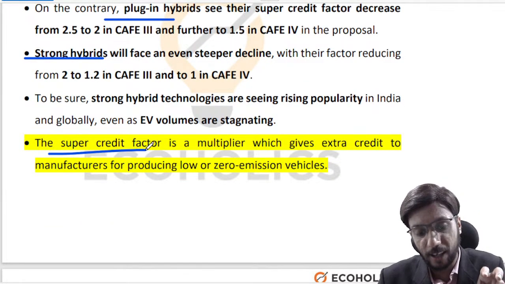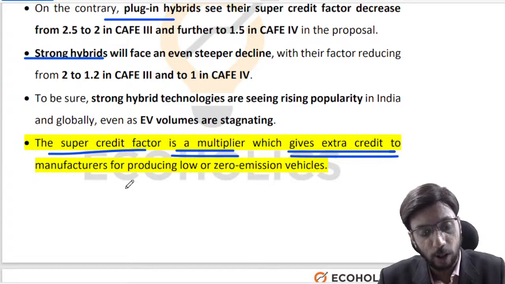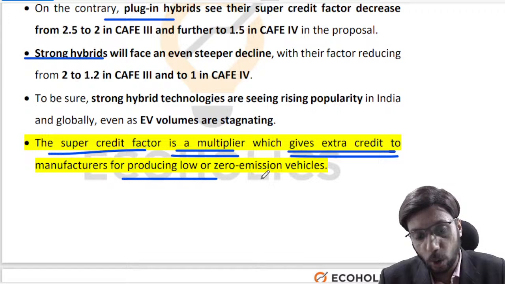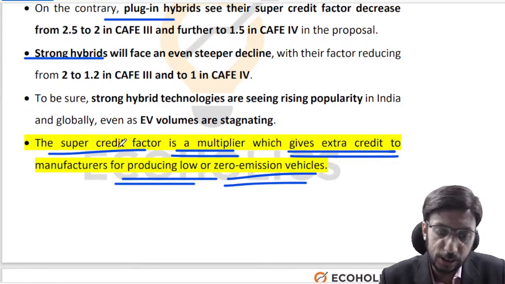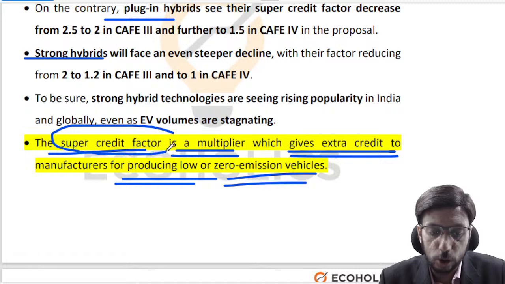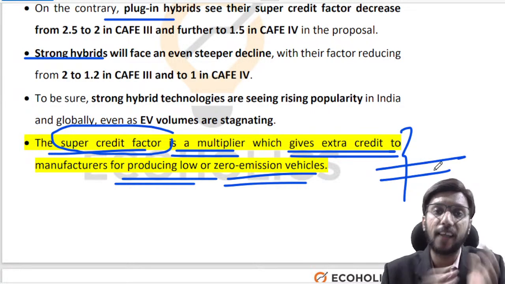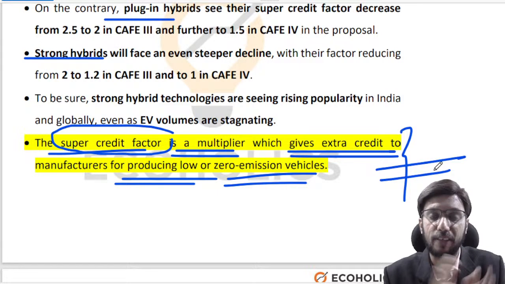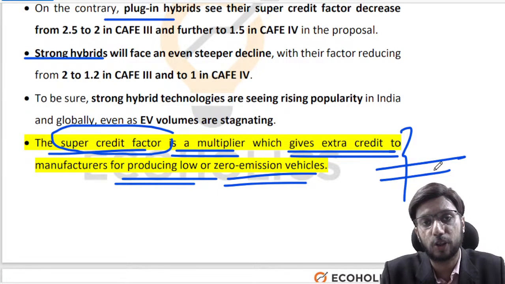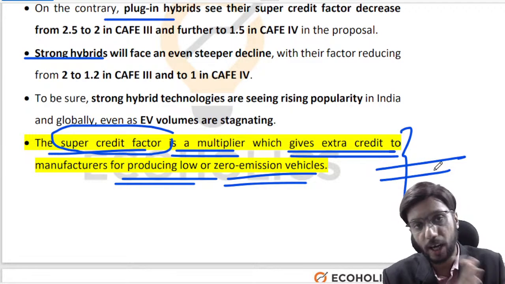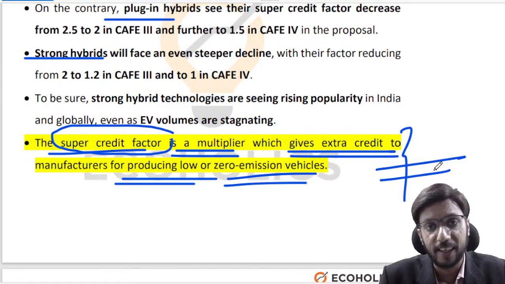This super credit factor is basically a multiplier, and that gives you extra credit for producing, let us say, low or zero carbon emission vehicles. If you want, you can just Google a little bit about the super credit factor, but it is very, very important, right? When we are doing the CAFE calculation, the average emission calculation, etc., the super credit factor must be playing a very important role. So essentially, if you produce more hydrogen and battery electric vehicles, you will get better, higher credit.